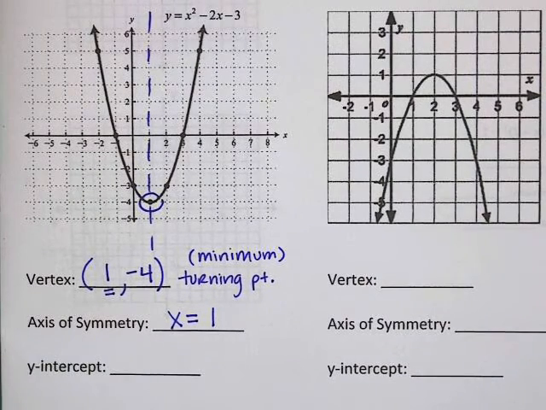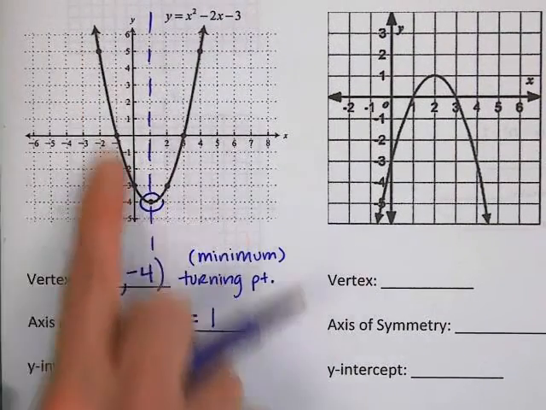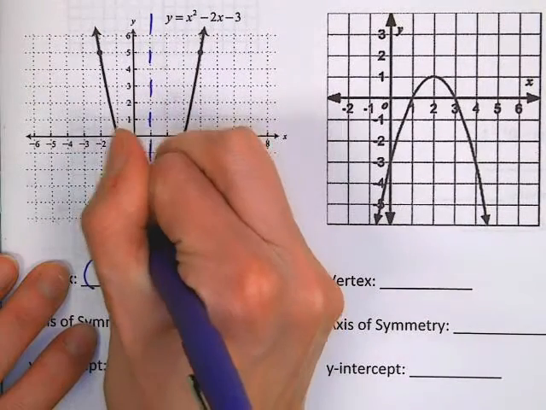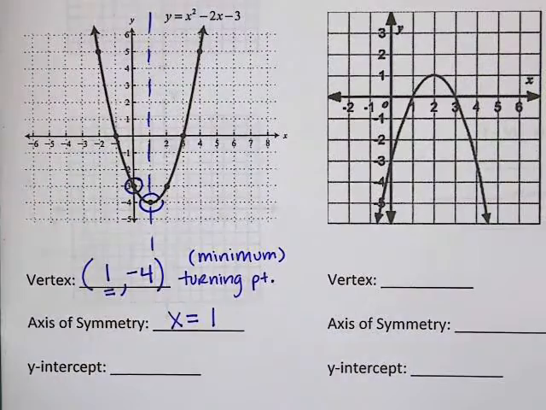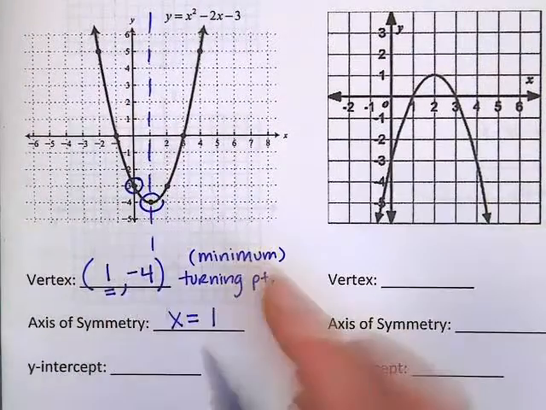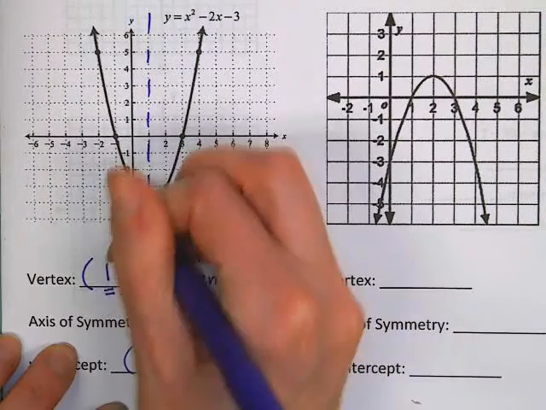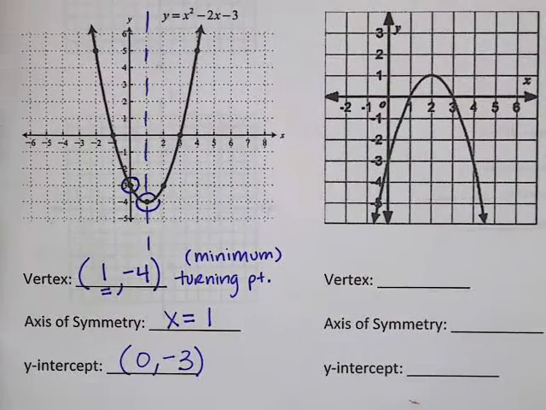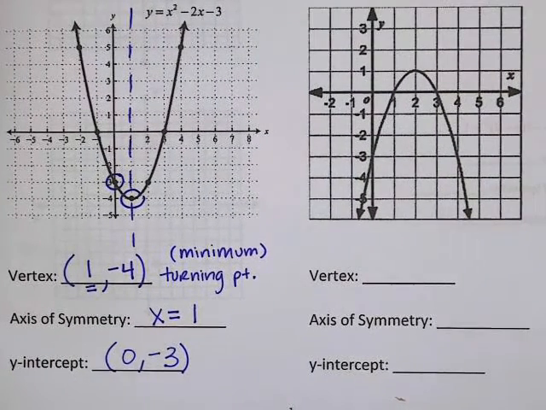That's the equation of that line. And then the y-intercept is where the graph crosses the y-axis. And that happens right here, right? So the y-intercept is where the graph hits the y-axis. That'll be an ordered pair, at (0, -3). I'd love for you guys to stop the video and try number 2.